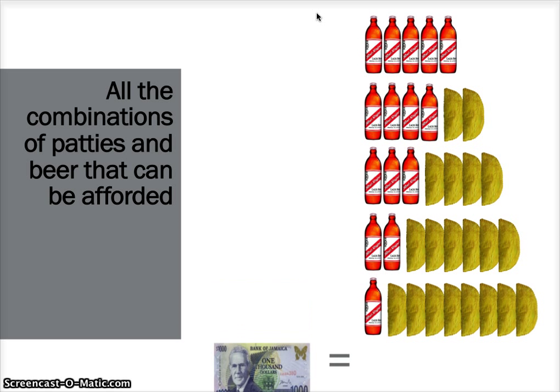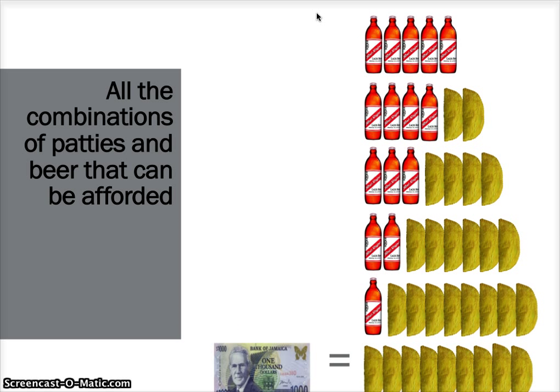And then finally, we ask ourselves, suppose we spend all the money on patties. If the full $1,000 is spent on patties, we could get 10 patties and no beers.